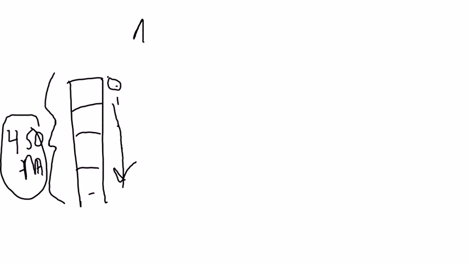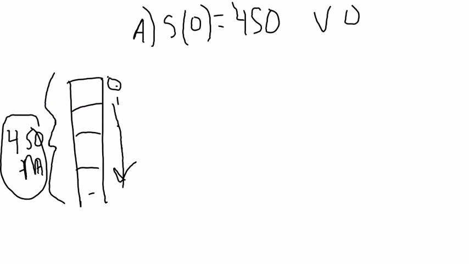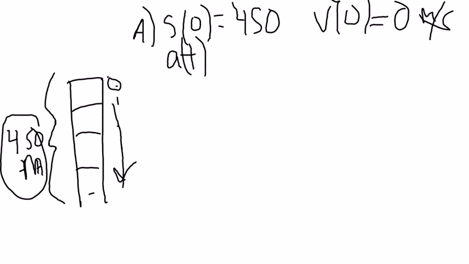So we know S of 0, or position before he drops it, is 450. And we also know that before he does anything, the velocity at time 0 is also equal to 0 meters per second. And due to gravity, we know that A of t is equal to negative 9.8 meters per second squared.